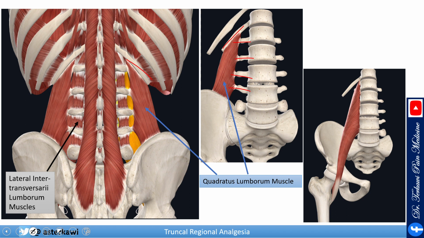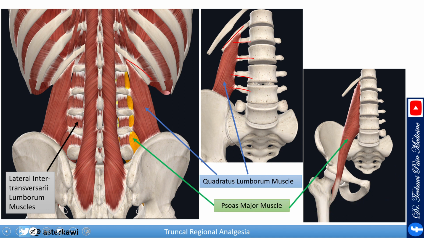It acts as a stabilizer because it's attached to the 12th rib. And this is also a very common, important muscle when you have myofascial pain in your back, and it commonly gets strained, especially with twisting and flexing movement to the same side.